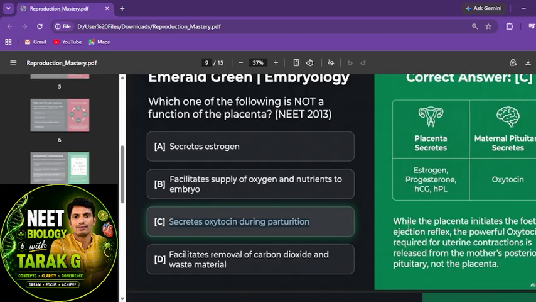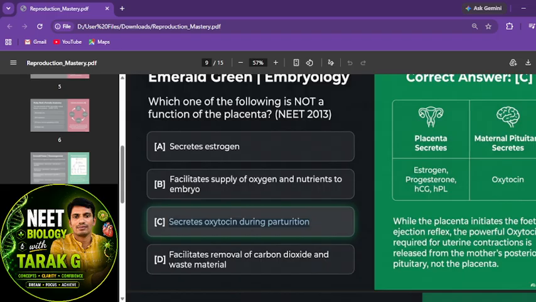See here they have an explanation. While the placenta initiates the fetal ejection reflex, the powerful oxytocin required for uterine contractions is released from the mother's posterior pituitary, not the placenta. This is very, very important. The fully developed fetus and placenta will be there, but the placenta won't secrete it.